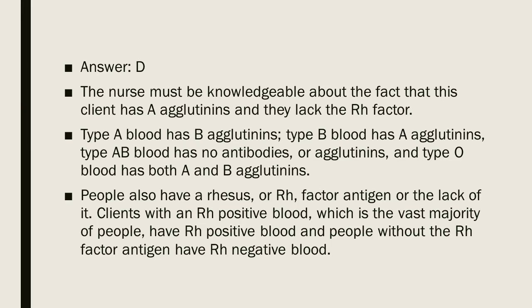Answer: D. The nurse must be knowledgeable about the fact that this client has A agglutinins and they lack the Rh factor. Type A blood has B agglutinins, type B blood has A agglutinins, type AB blood has no antibodies, or agglutinins, and type O blood has both A and B agglutinins. People also have a rhesus, or Rh, factor antigen or the lack of it. Clients with Rh positive blood, which is the vast majority of people, have the Rh factor, and people without the Rh factor antigen have Rh negative blood.